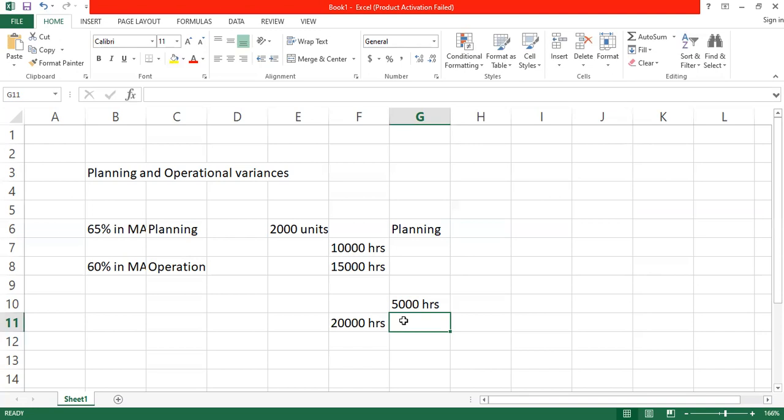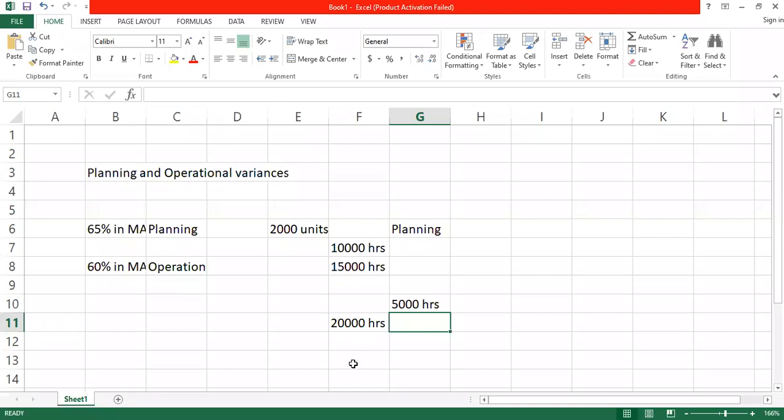But after revising it, we give it to the people, and the people have done the work. The actual work done compared with the revised figure that we give to them is what we call the operational variances. So we calculate the variances for the planning level and we calculate the variances for the operational level. Then you can total the two up. It's the same calculation, but for the planning stage the revised level becomes the actual level. For the operational level, the actual level is the actual performance, and the revised level now becomes the standard.